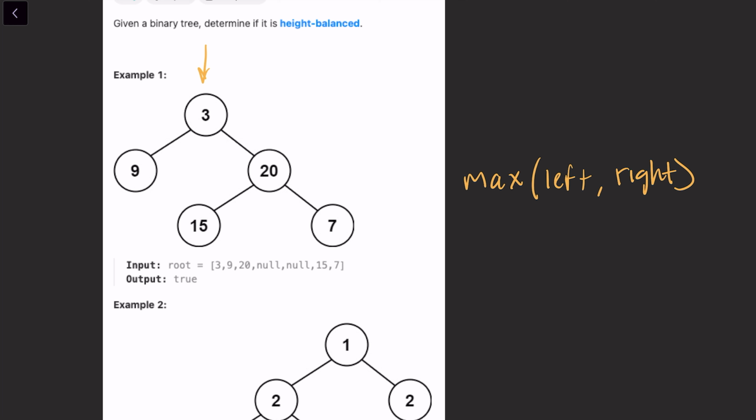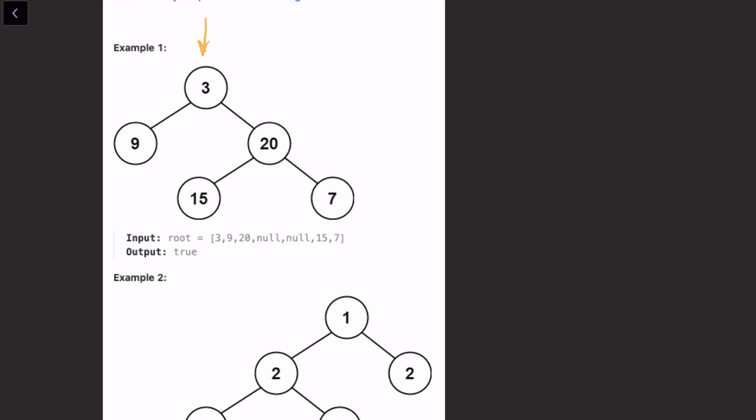So using this, we can then add it. So 1 plus the max of the left and right will give us the biggest height, right? So whether it's the left or the right, and add 1 to it for the previous iteration. So let's go through this example and see how this works.